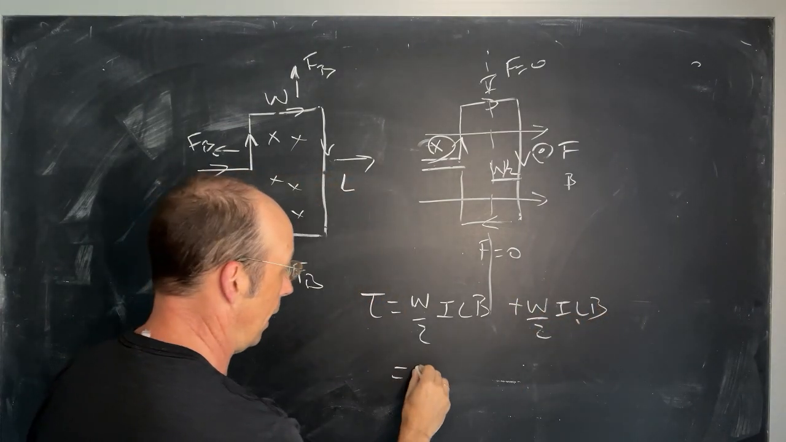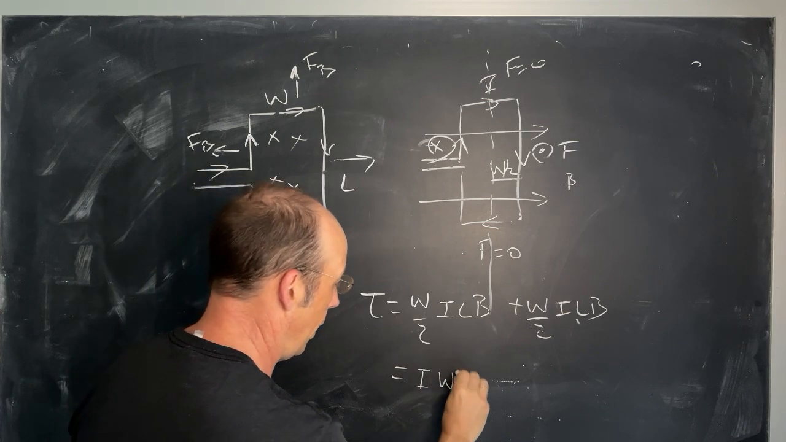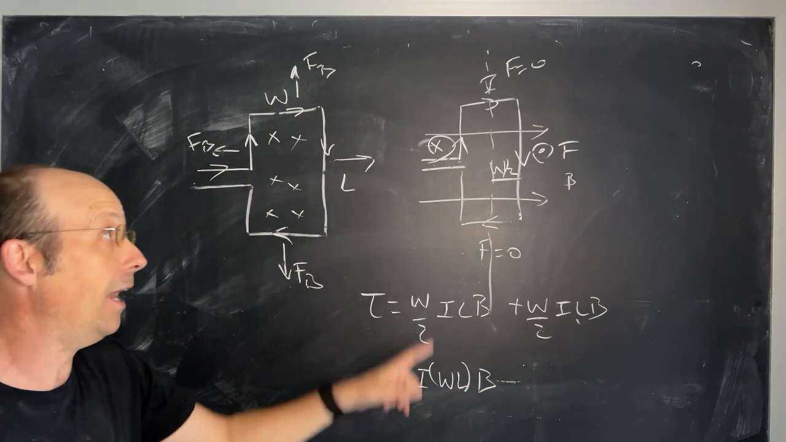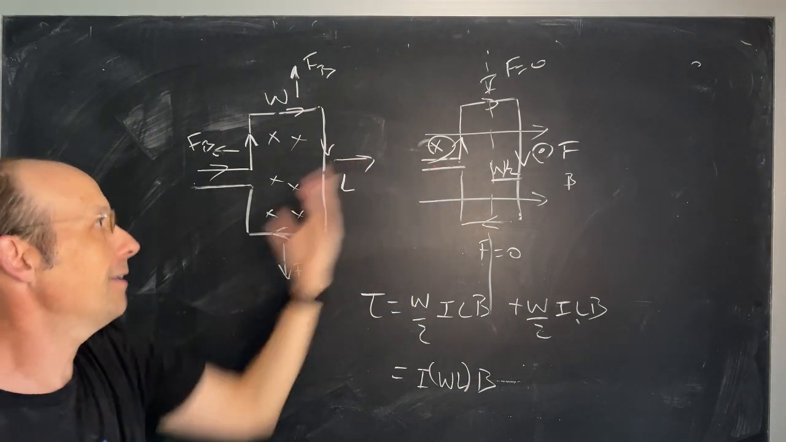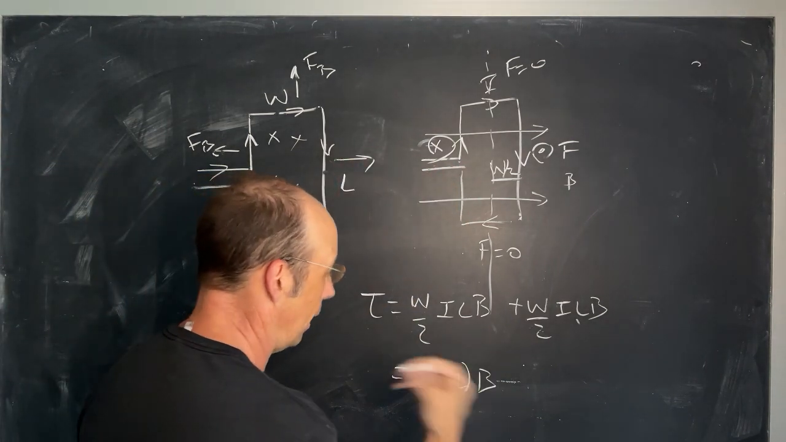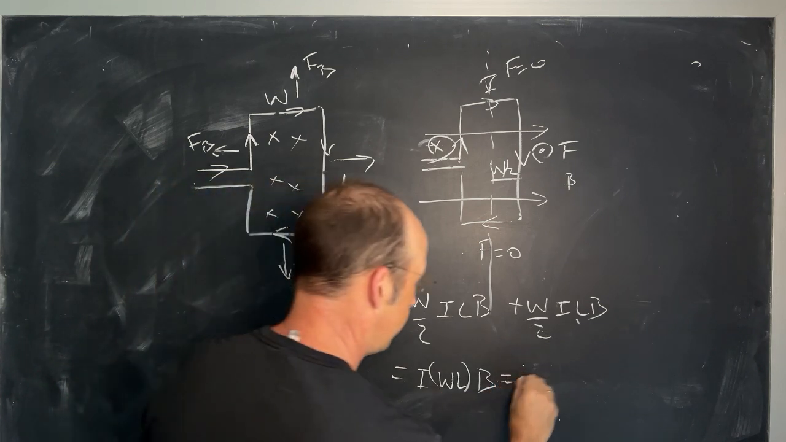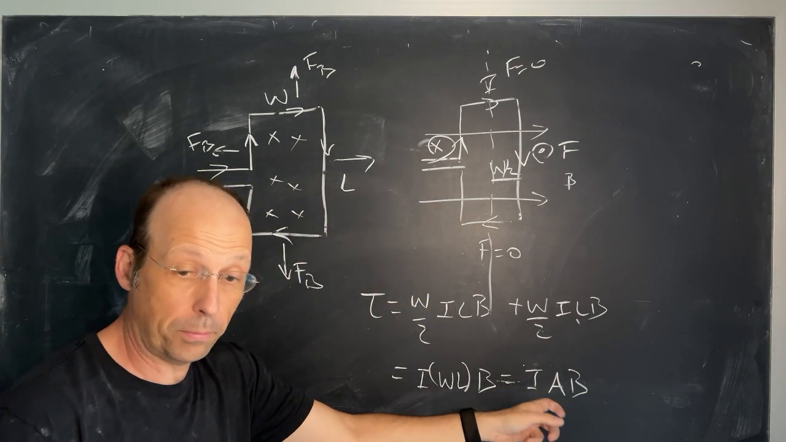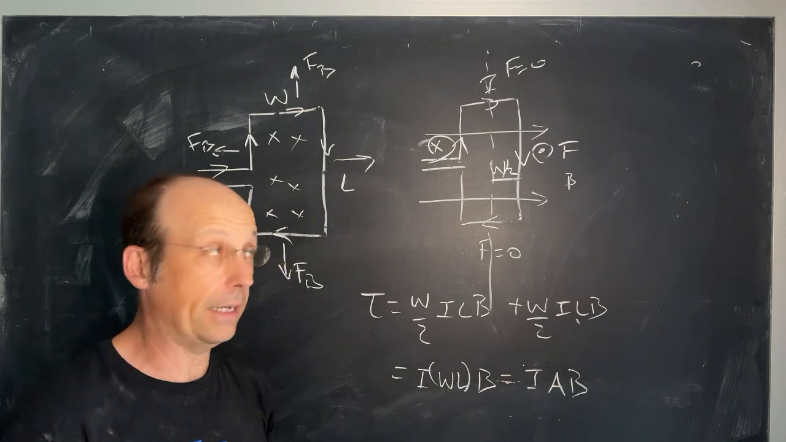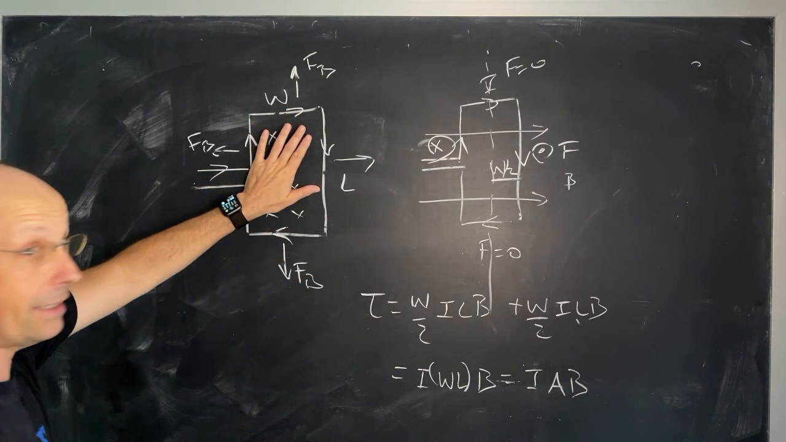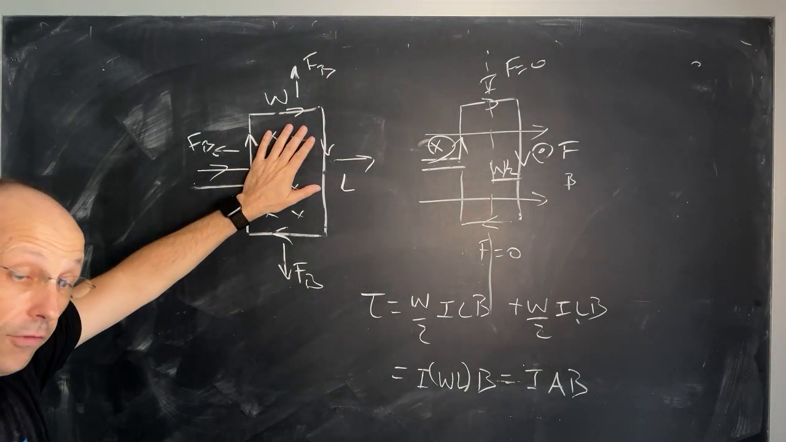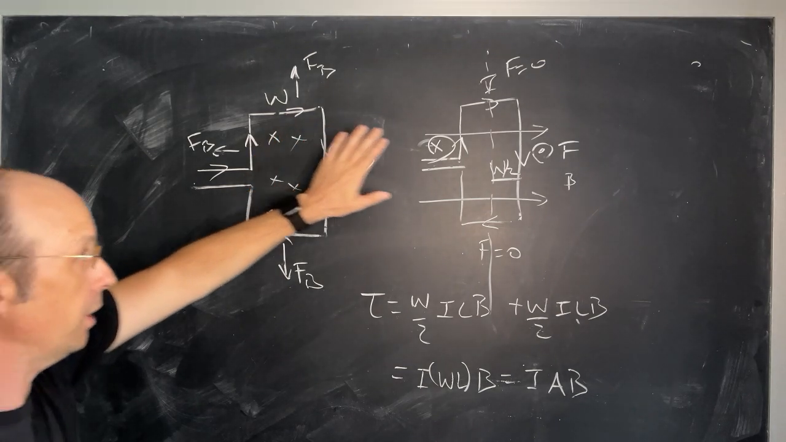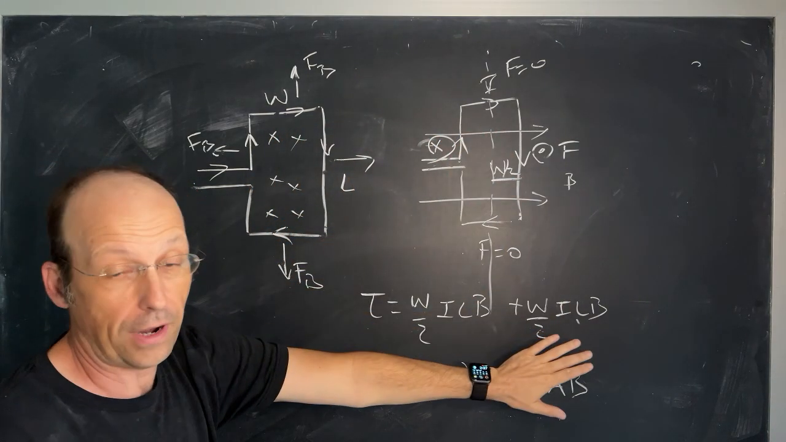Add those two together, and I get IWL. I did that for reason B. So W times L, and technically that's the area. So the current through the loop, that's the area of the loop, that's the magnetic field. And so here, that same situation, we had 0 force and 0 torque. Right, there's no torque on this one. Here we have 0 force and a torque of ILB.